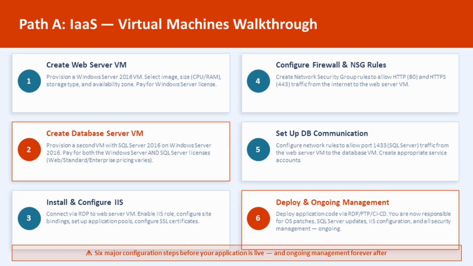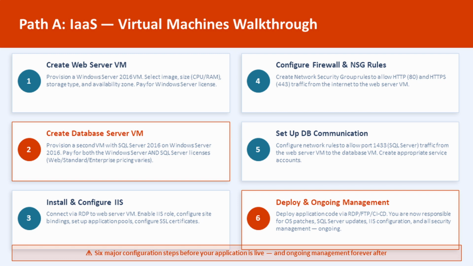Let's walk through what it actually takes to deploy our web application using IaaS. Step 1. Create your web server virtual machine. You'll go to the Azure portal, select a Windows Server 2016 image, choose a VM size appropriate for your expected traffic load, configure storage, and make some networking choices. Right away, you're paying for a Windows Server license on top of the compute cost.